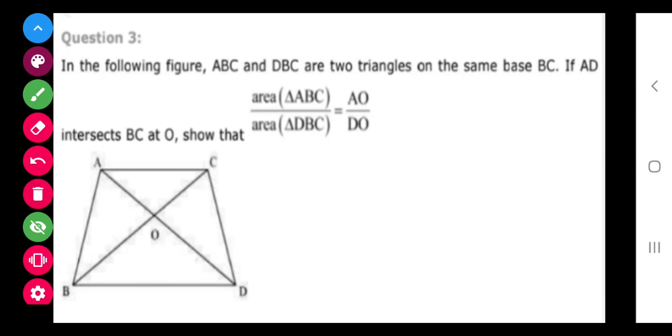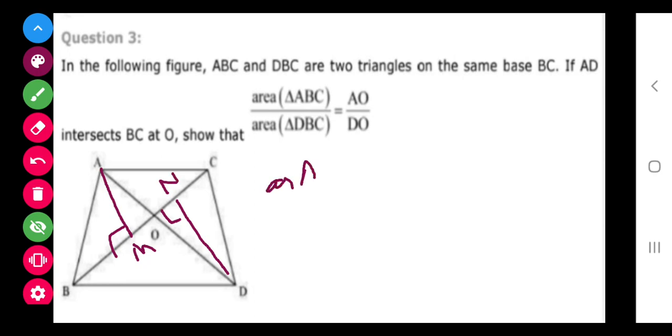So class, here we have to take this triangle and this triangle. There is nothing like similarity in these two triangles. So this question is not of the theorem which is given. Now what we are going to do: area of ABC will be half base into height. For that we will make a construction like this and like this. Let it be AM, let it be DN.